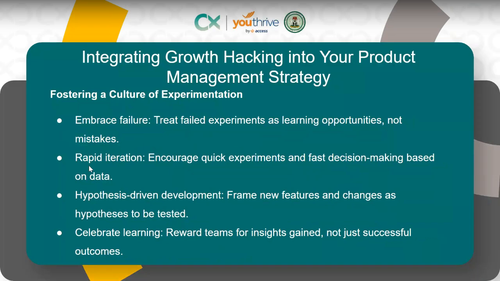Okay, the next one is fostering a culture of experimentation. Because when you've achieved product market fit and you're trying to grow, you will have to try a lot of things, and a couple of things will fail. But if you have an experimentation mindset, you won't feel bad when you fail at something. You see it as an opportunity for growth. So embrace failure. Treat failed experiments as learning opportunities, not mistakes. Rapid iteration: encourage quick experiments and fast decision making based on data.